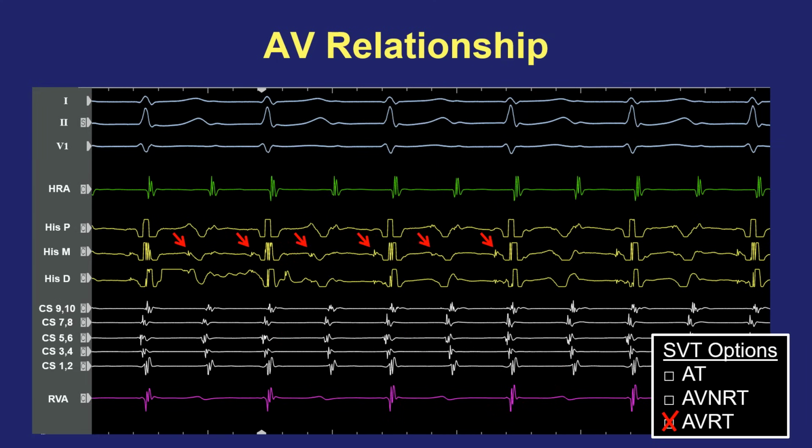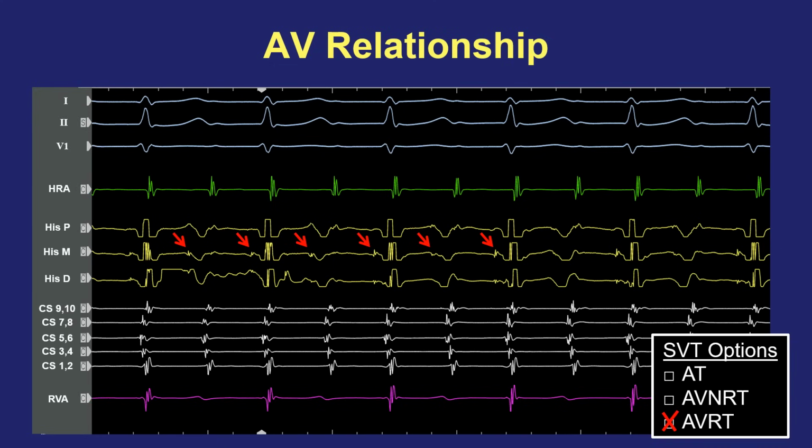And in fact, when we look at the His bundle recordings, you can see there are His bundle deflections on every single beat, including those where there are missing QRSs. There's no QRS here, and yet there's a His bundle deflection that falls on time. That suggests that during this tachycardia, the block to the ventricles occurs below the level of the His bundle, or at least in the location of the His bundle that we're able to record from this catheter, and that still could be AV node reentry, which is in fact what this ended up being. This is a 2-to-1 conduction during AV-NRT.